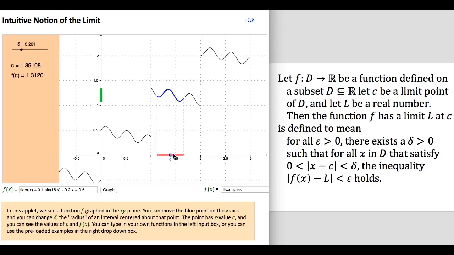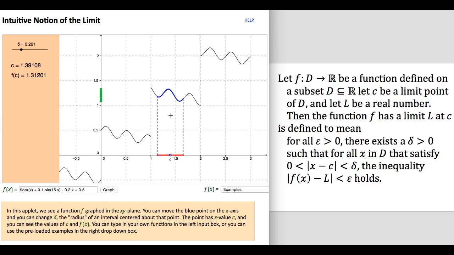Let C be a limit point of D. So C is in our domain. That's why C is on our x-axis. The domain is the interval of our x values. And then let L be a real number. Then the function f has a limit L at C.